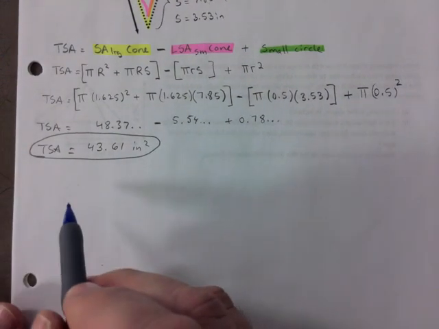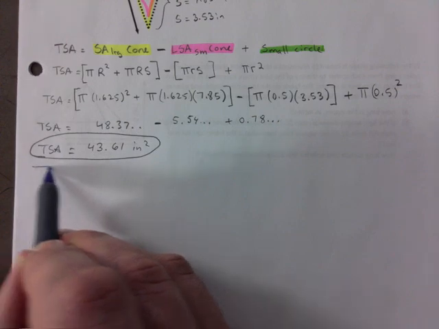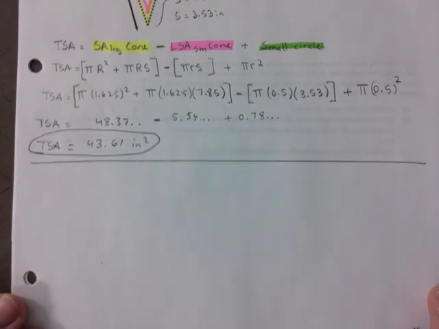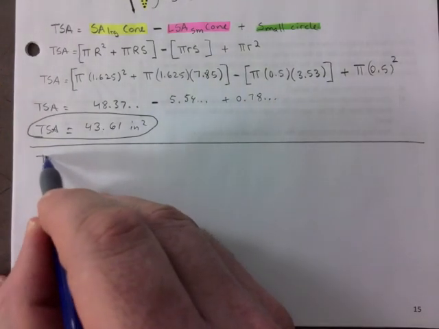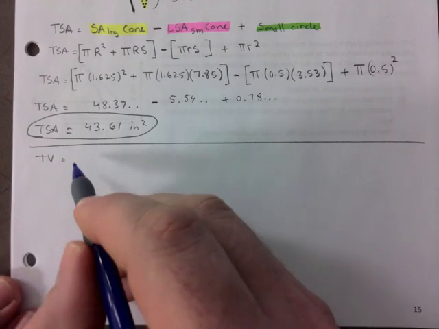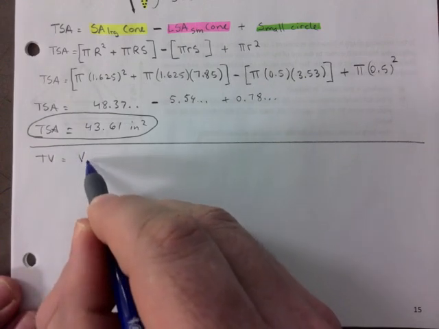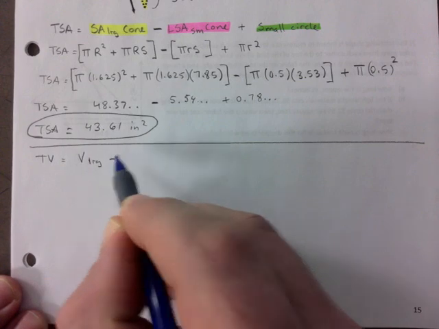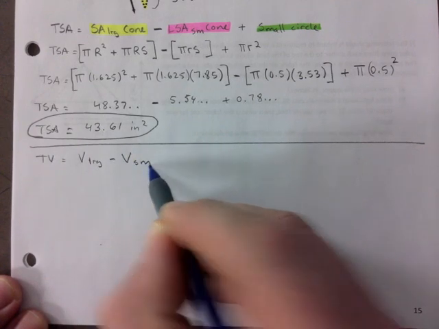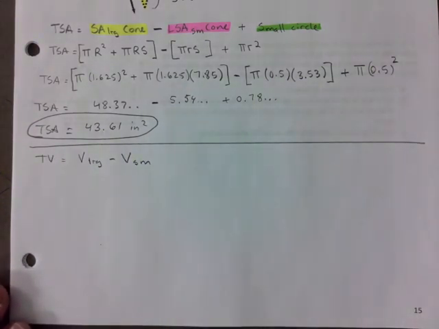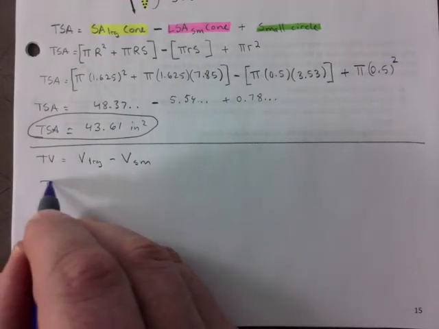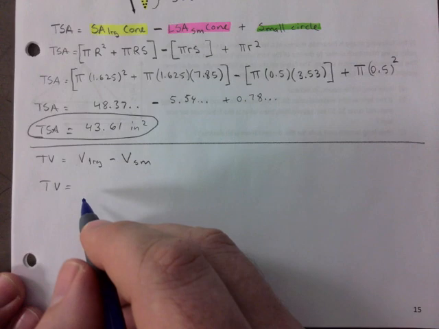All right, now total volume. I'm going to cut this here. TV. I guess this is just volume of large minus volume of small. That's really all that there is to it. Total volume.